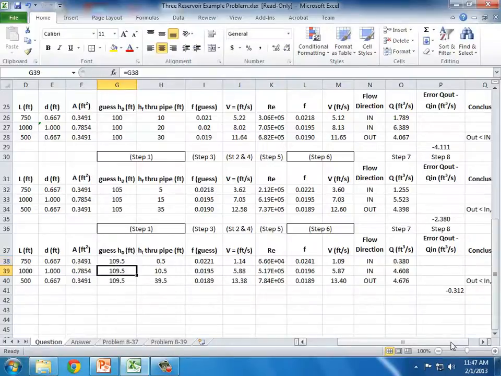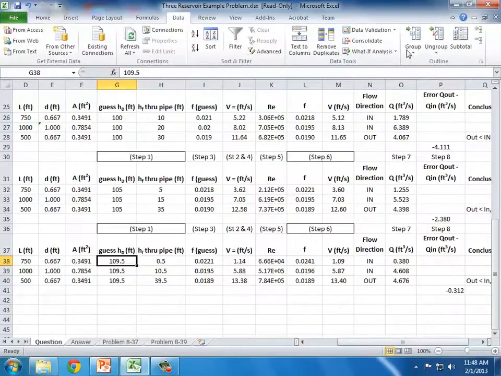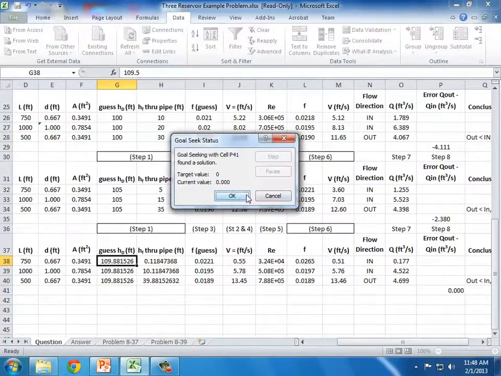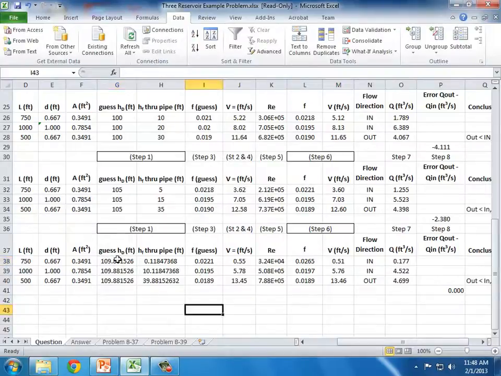Is there a faster way than doing this? We could do goal seek, right? Let's see if we try firing up goal seek. Our goal is that we want this to be equal to 0 by changing that. Let's see if this works. It did. Okay, there's our answer. That's the head at D that is going to make everything correct. That's the head that's going to make the F value such that the flow rates are going to equal.